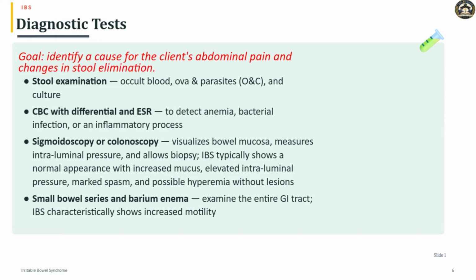In IBS, these usually show a normal appearance with increased mucus, elevated intraluminal pressure, marked spasm, and possible hyperemia, but without lesions. Lastly, a small bowel series and barium enema examine the entire GI tract, where IBS characteristically shows increased motility.